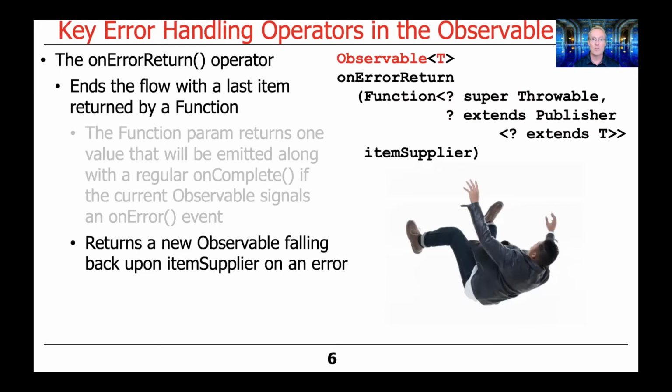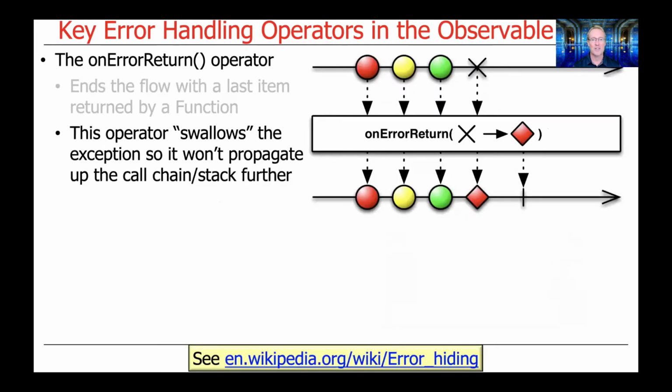OnErrorReturn returns a new observable that will fall back upon its item supplier parameter if and when an error occurs. This operator swallows exceptions so that they aren't propagated any further up the call chain or the call stack.